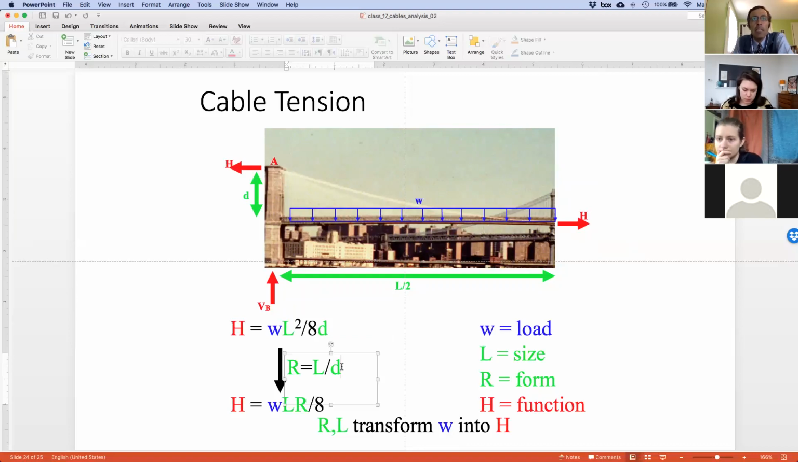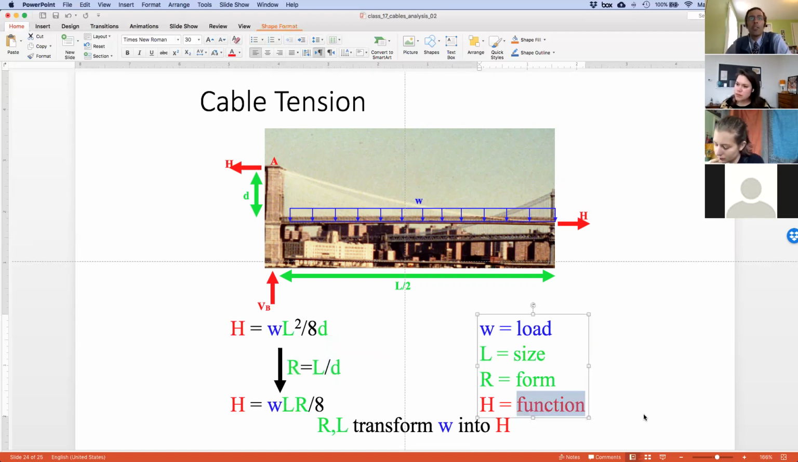R is this quantity right here, which is the ratio of the span to the cable sag. And that I'm calling here a sense of the form of the bridge. If you go out and look at different suspension bridges, you'll see that some of them have really tall towers and some of them have quite low towers. The Brooklyn Bridge has relatively low towers. The Golden Gate Bridge, for example, has very high towers compared to the span. So R, in a sense, is a measure of the form of the structure. And then H is what I'm calling the function of the structure. That's what the bridge is there to do. It's there to carry load through its main cables to the ground.